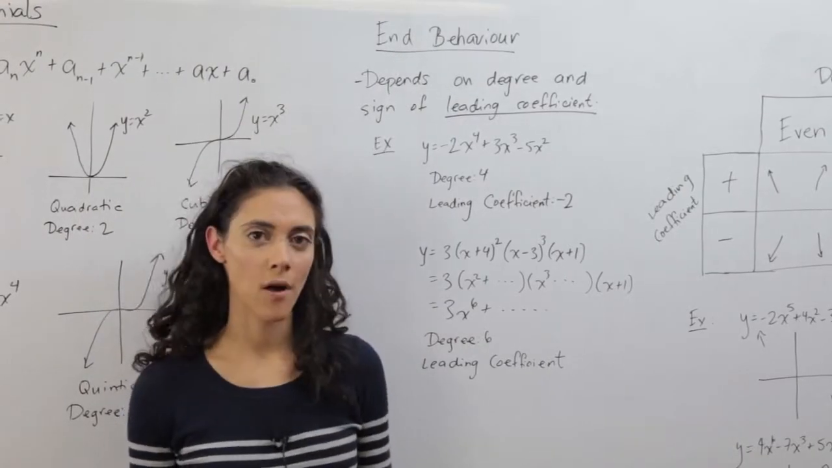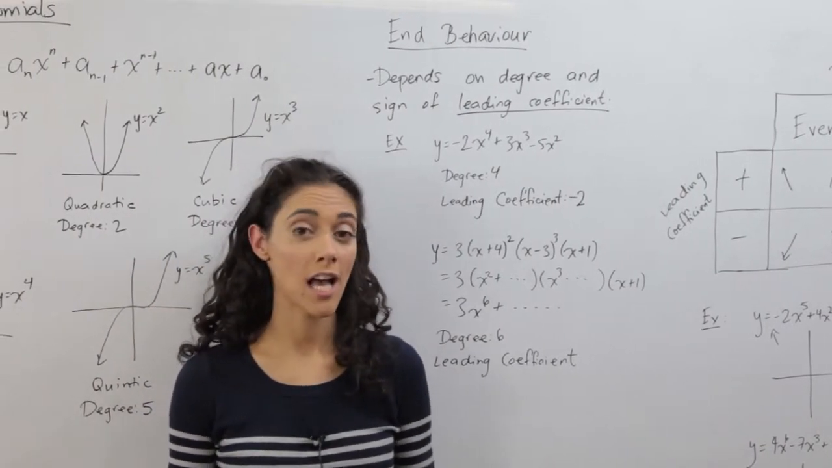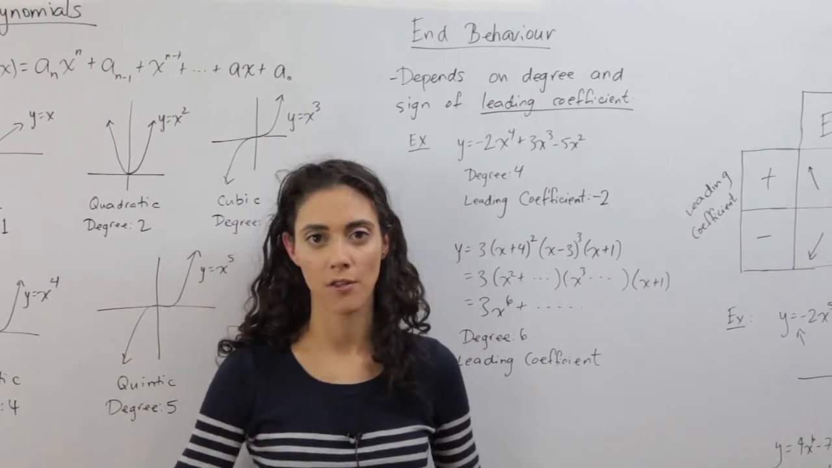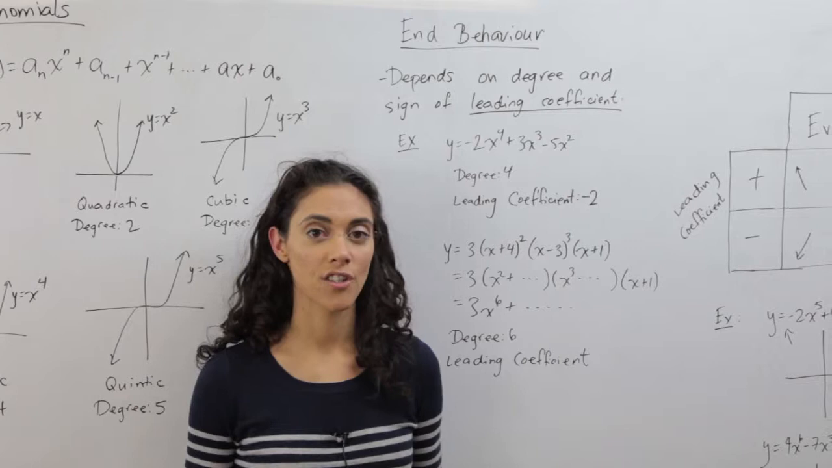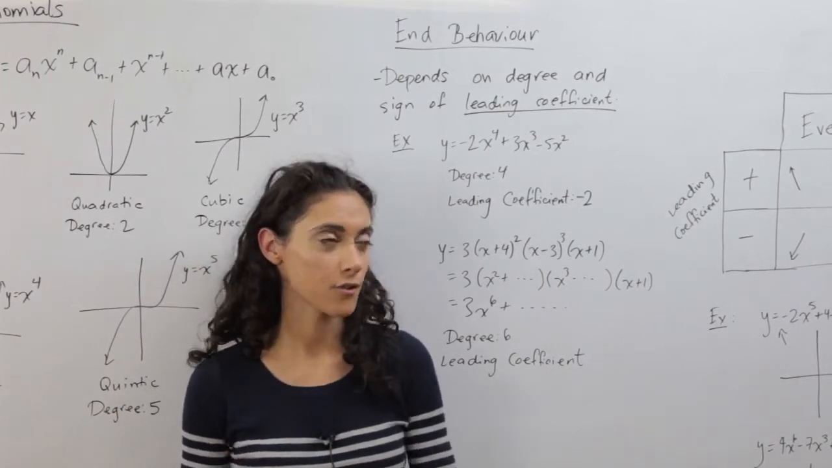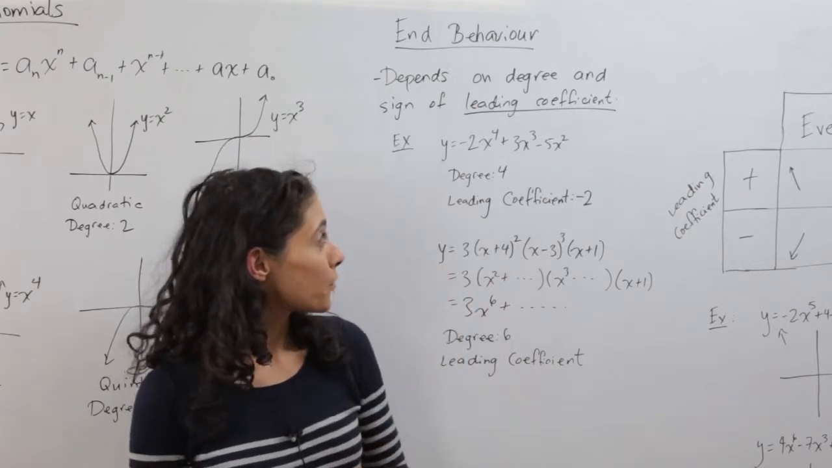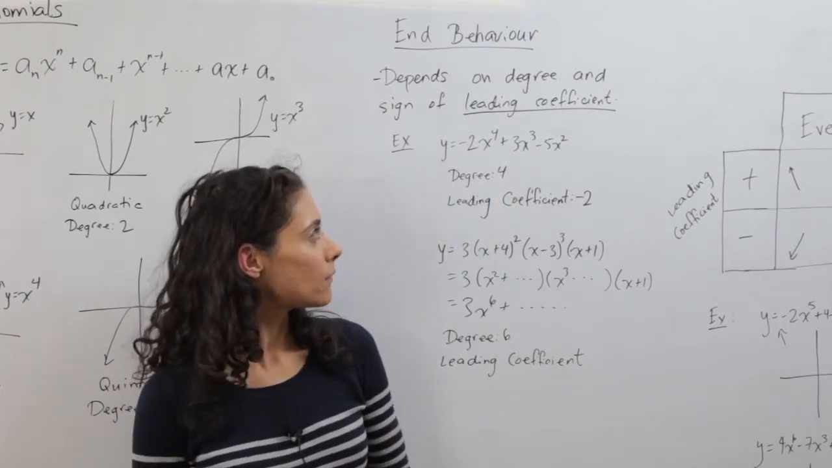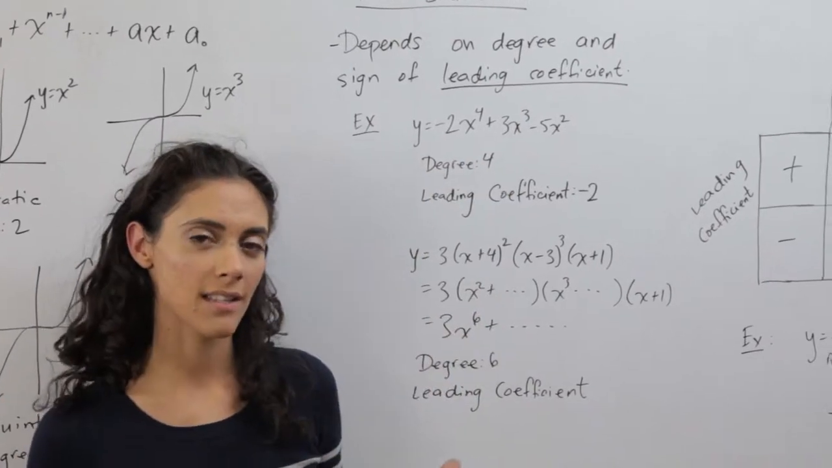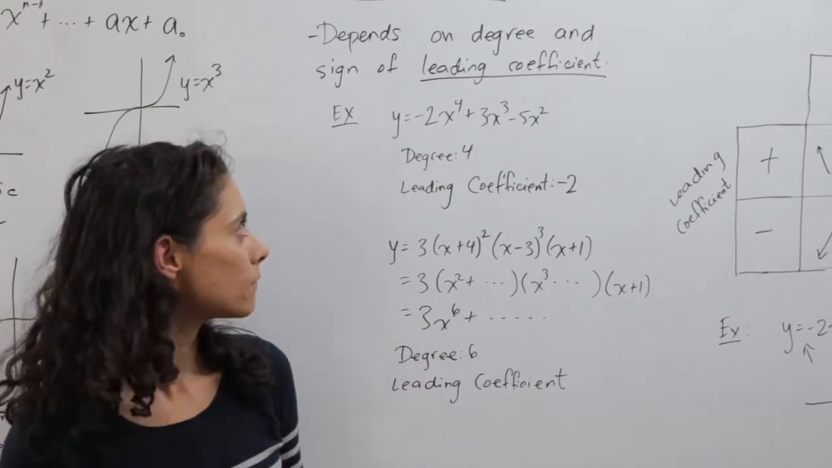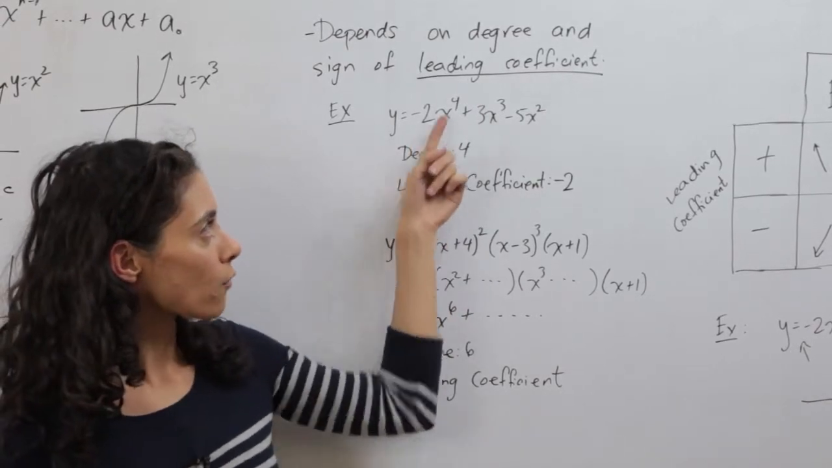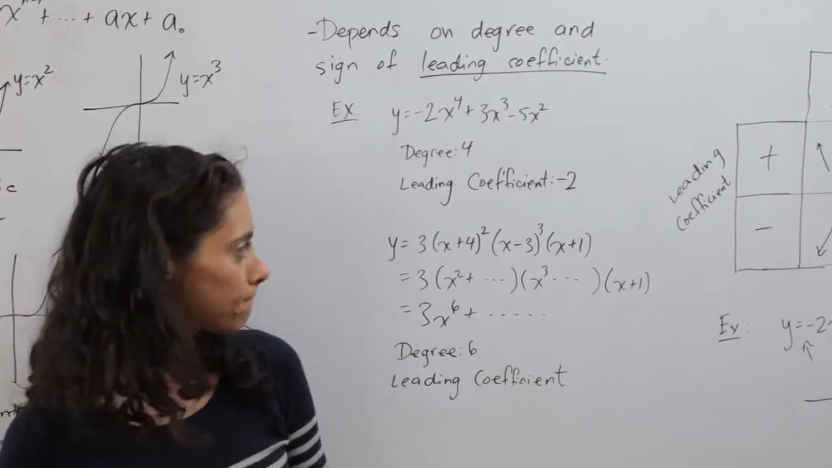The end behavior of a polynomial depends on two things. As we've already seen, the degree of the polynomial, as well as the leading coefficient of the polynomial. The leading coefficient is just another name for the a value. It's the very first coefficient on the highest degree. So I have an example here. This polynomial, the greatest degree term is degree 4. So overall, we say that it's a degree 4 polynomial. The leading coefficient is -2. The coefficient on that greatest degree term is -2.